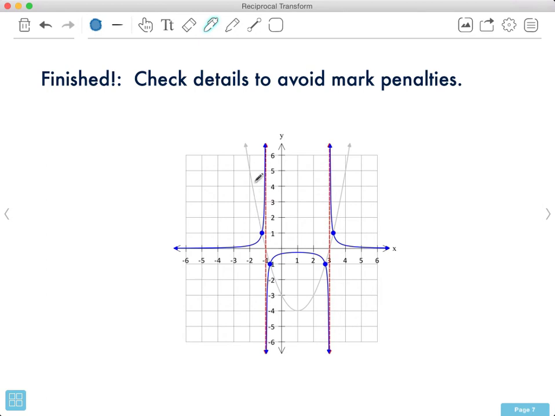Notice that on this graph, our vertical-ish lines do not ever run vertical, and they do not touch or cross the asymptotes. They come very close, but make sure in your work, to avoid mark penalties, that your graph is not touching or crossing the asymptote at any point.